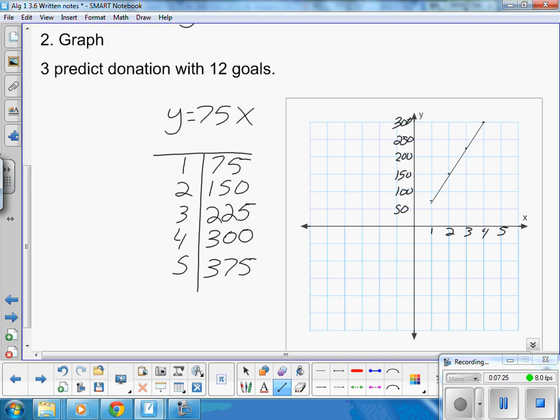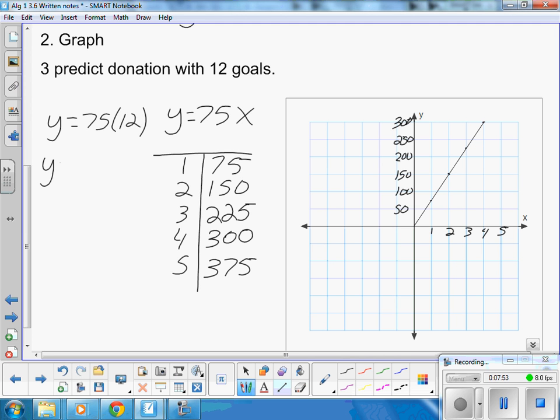And it's going to go down here, and it's going to go through 0, 0. So we have a graph, we have an equation, and then the next one it says predict the donations if we have 12 goals. So that would be y equals 75 times 12. 75 times 12 is 900. So y is going to equal $900.